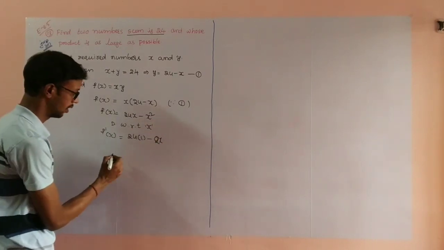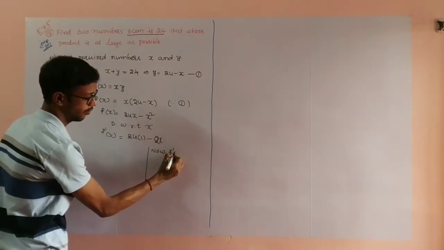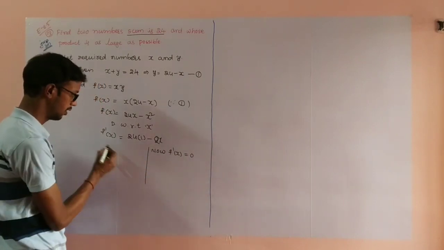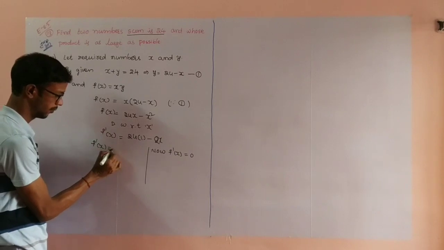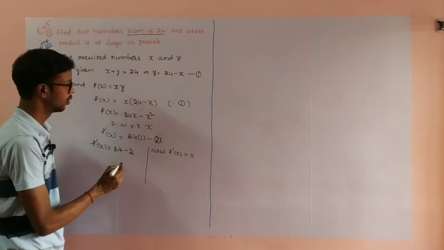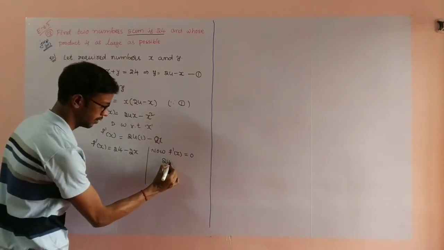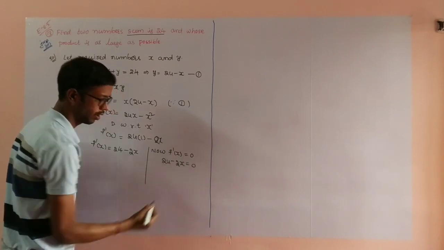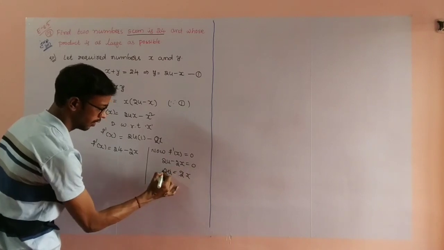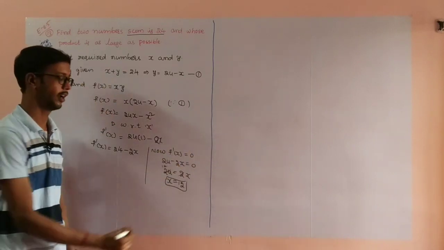Now, f dash of x is equal to 0. What is f dash of x? F dash of x is 24 minus 2x. So 24 minus 2x is equal to 0, 24 is equal to 2x, cancel. X equal to 12 is the critical point.